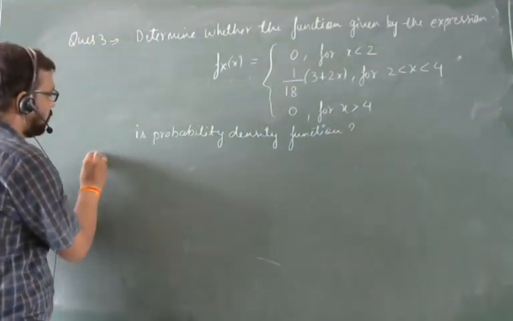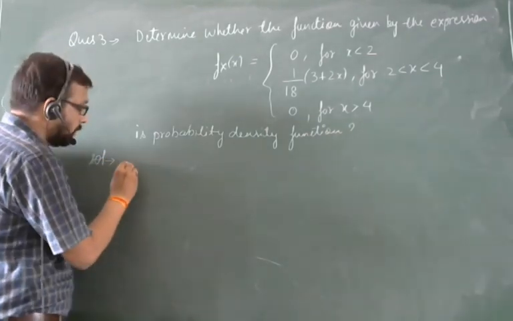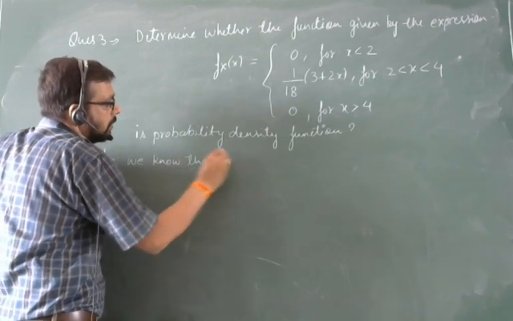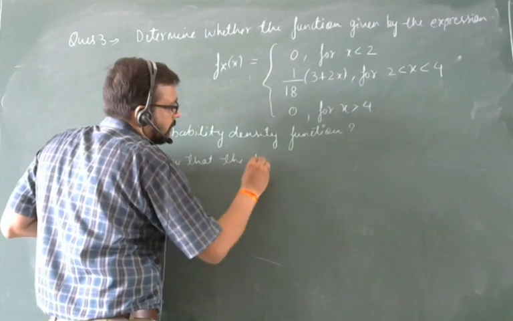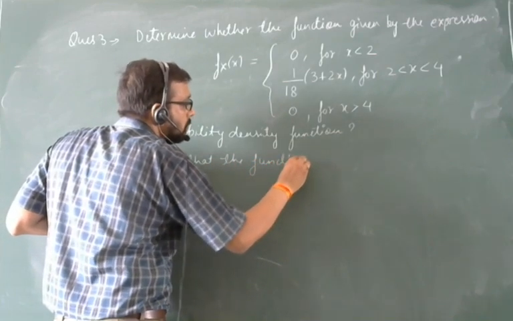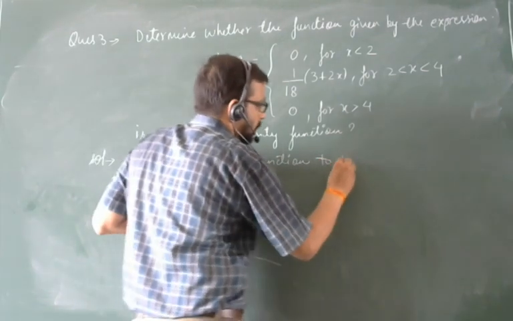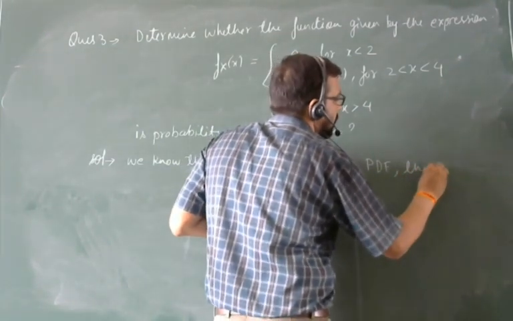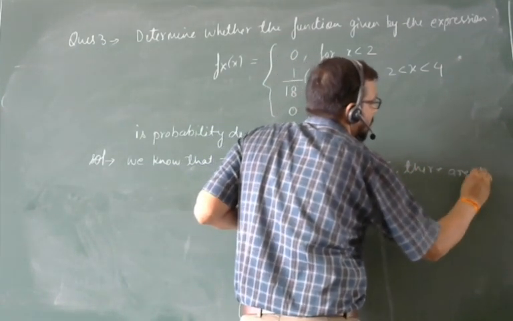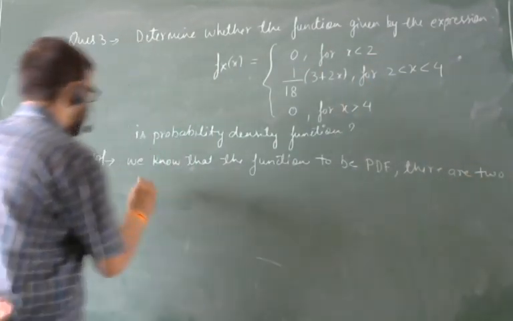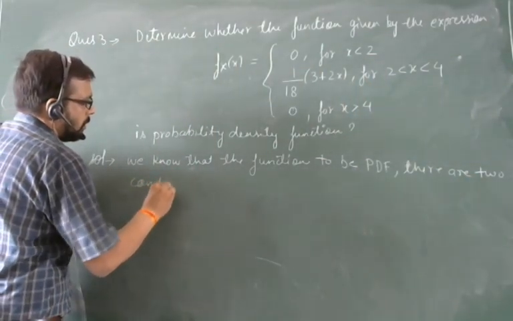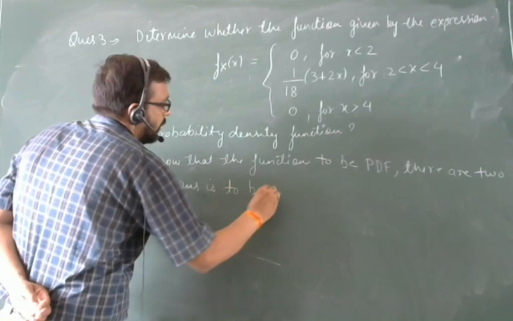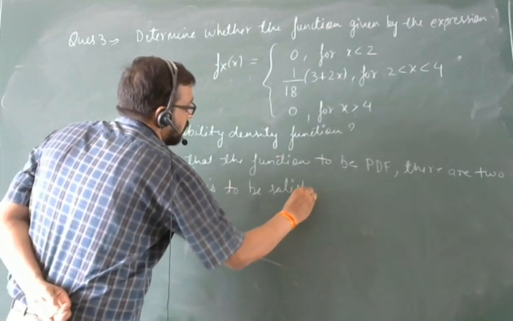Okay, now its solution. We know that for the function to be a PDF, there are two conditions to be satisfied.